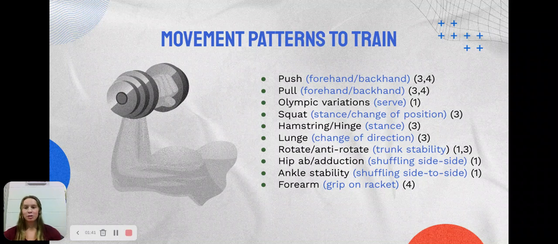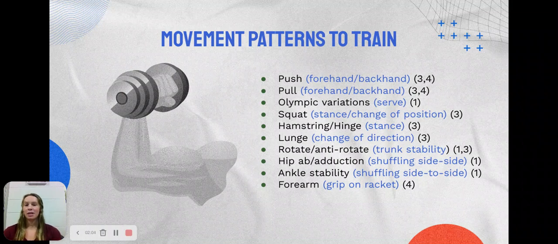The movement patterns which will be trained in my tennis resistance training program will include the functional movement patterns of squat, lunge, hinge, push, pull, jump, rotate, anti-rotate. But the push and pull will be my primary focus, since tennis requires pushing and pulling of the tennis racket motion in the forehand and backhand.